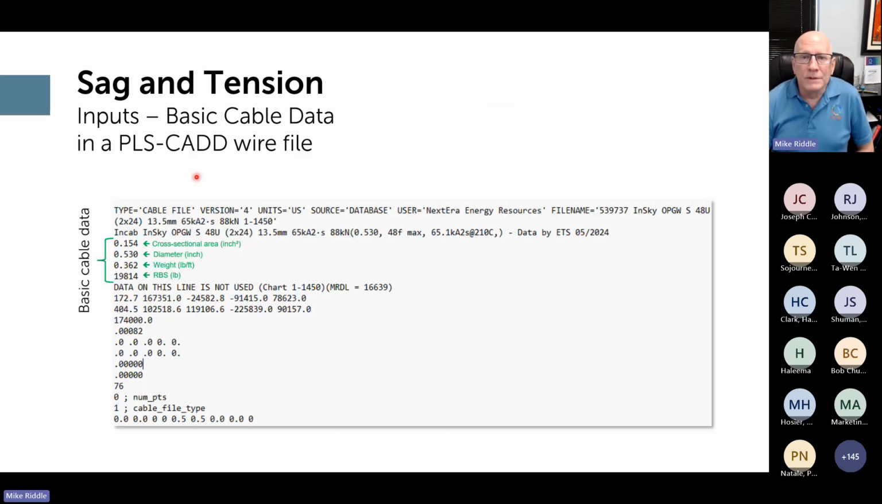And then here's how it looks in PLS-CAD. In a wire file, you still have basic cable data. So here's the cross-sectional area, and notice that they don't separate it in PLS-CAD. Here's the cable diameter, here's the weight, and then here's the rated breaking strength.